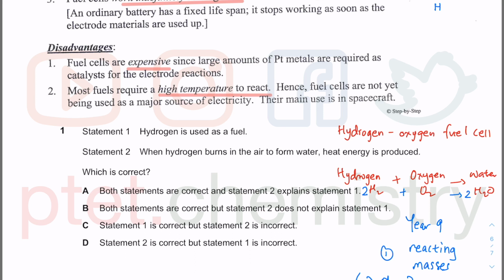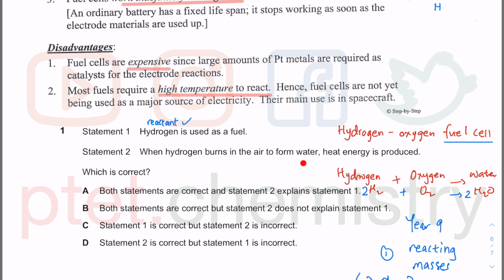Anyway, going back to this question, hydrogen is used as a fuel. That is correct because hydrogen and oxygen combine together to give you water. This reaction releases energy, it is exothermic. You use it as a fuel cell to generate energy. This is a reactant. Okay, the other reactant, of course, is oxygen gas.